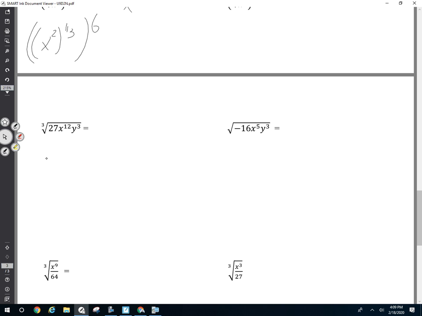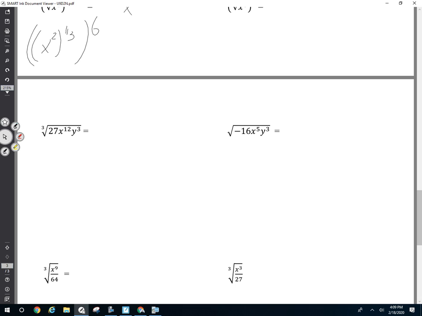We've already done these. Cubed root of 27 is 3. x to the 12th to the 1/3. Not yet. Is x to the 4th. y cubed to the 1/3 is y to the 1st.